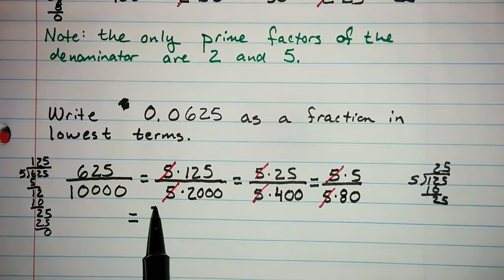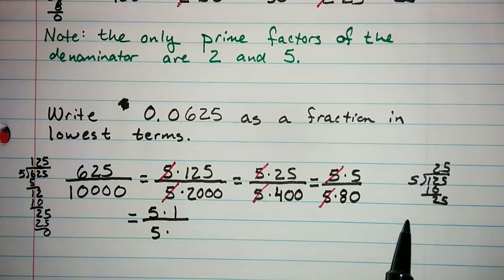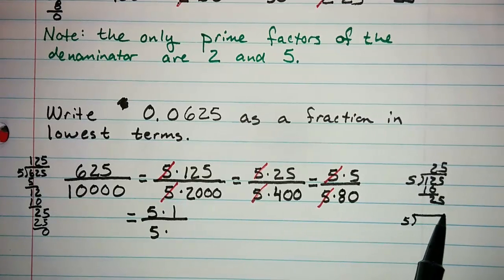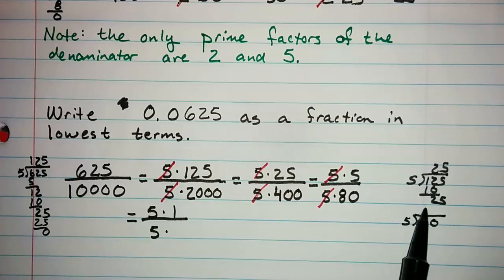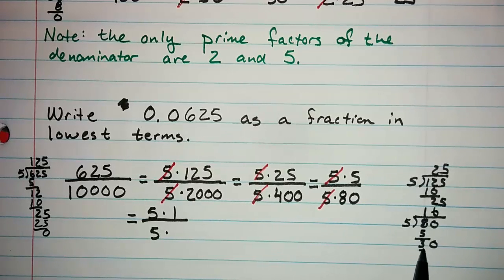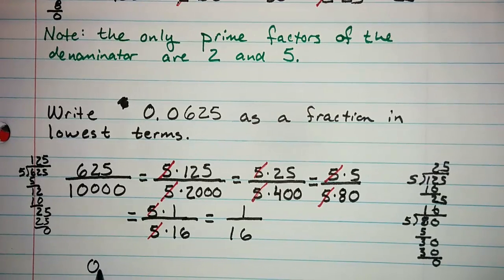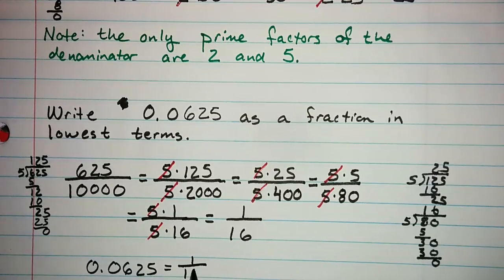So we have 5 times 1 over 5 times, now I think I'm going to write out the division. 5 into 80. 5 goes into 8 one time. 5 goes into 30 6 times. Cancel the common 5, and what are we left with? 1/16. So we see that 0.0625 equals 1/16.